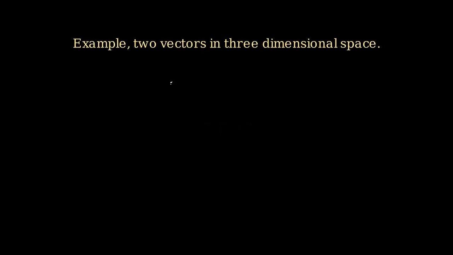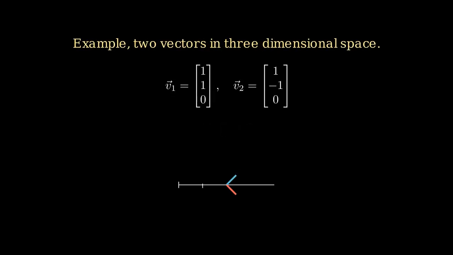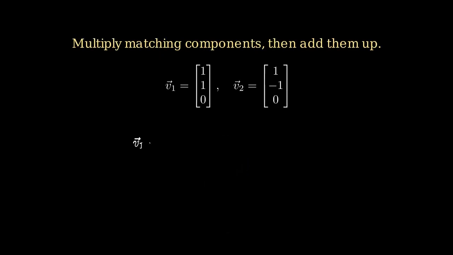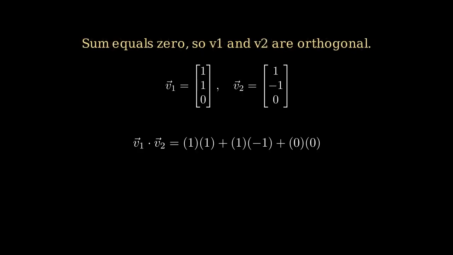Let's work through a full example. Take two vectors in three-dimensional space. v sub 1 equals the vector 1, 1, 0, and v sub 2 equals the vector 1, minus 1, 0. To check whether they're orthogonal, we compute v sub 1 dot v sub 2, that's 1 times 1 plus 1 times minus 1 plus 0 times 0. Adding those up, we get 1 minus 1 plus 0, which equals 0. Since the dot product is exactly 0, v sub 1 and v sub 2 are orthogonal.